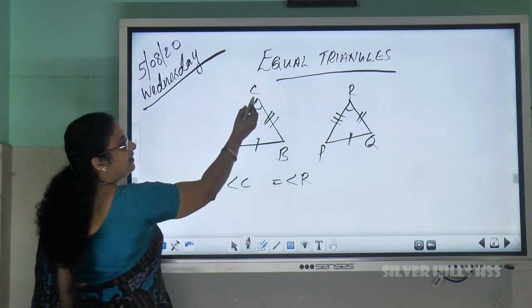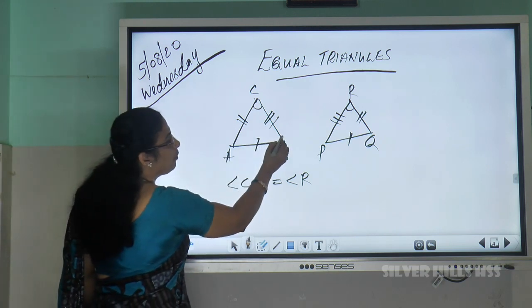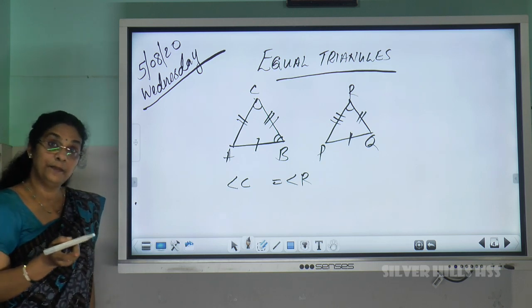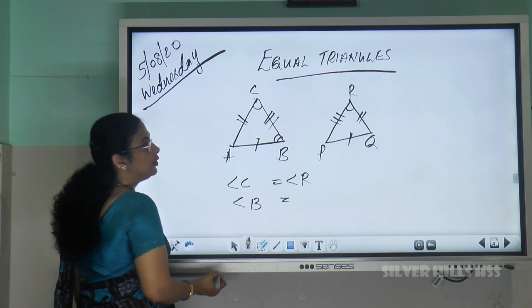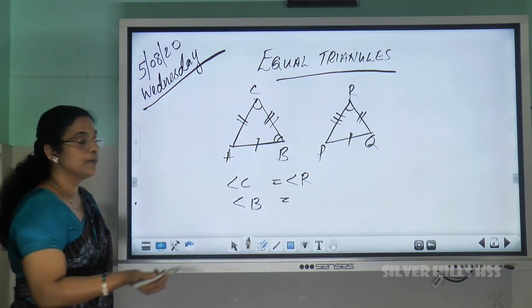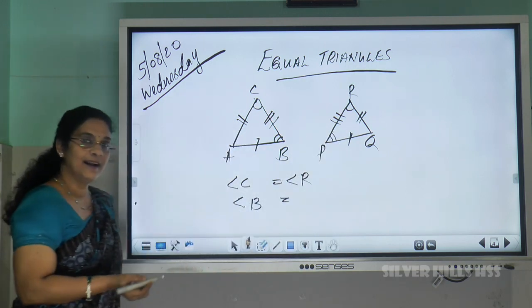And the second side is AC in ABC. The angle opposite to AC is angle B. Angle B is equal to, here the second side is PQ and the angle opposite to PQ is angle P.